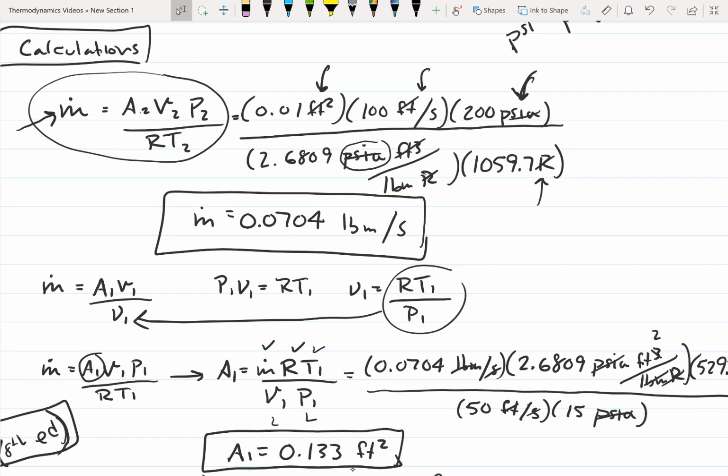If we had calculated something like 100 feet squared for, say, the area of the inlet, you know that you probably did something wrong. You might have a number that's off by a factor of 10. So just check and make sure that the answer you're getting is reasonable for what you're solving for. Same thing with the mass flow rate. If you had calculated, say, 100 pound mass per second, that's probably not very reasonable. So you would want to go back and double check your calculations.